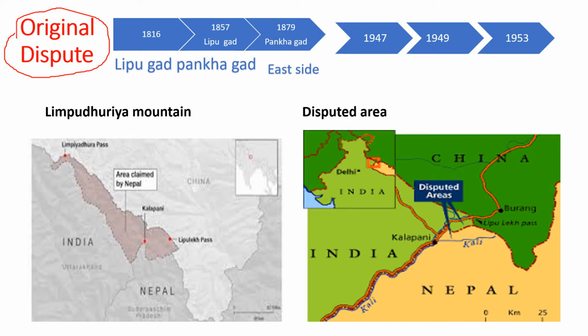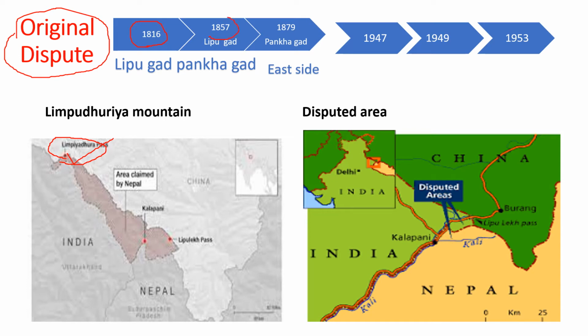As we know, the 1816 Sugauli Treaty was signed. From the Sugauli Treaty, you can see the Limpiyadhura Pass here, and the Limpiyadhura mountain is also here. So in 1816, the dispute resolution was done by the British and Nepal, but they did not clearly demarcate this area. After that, what happened?